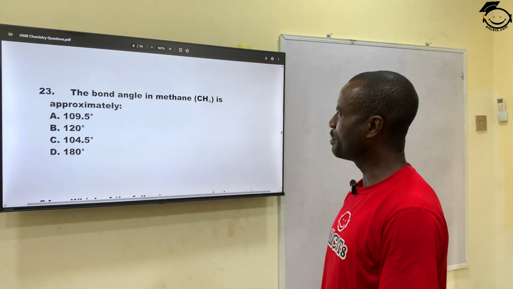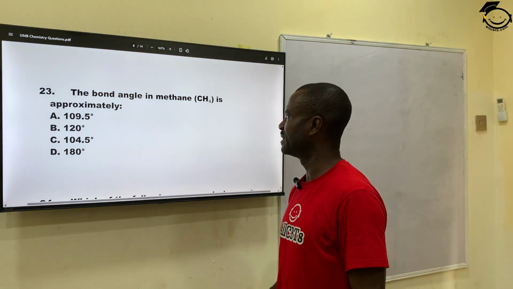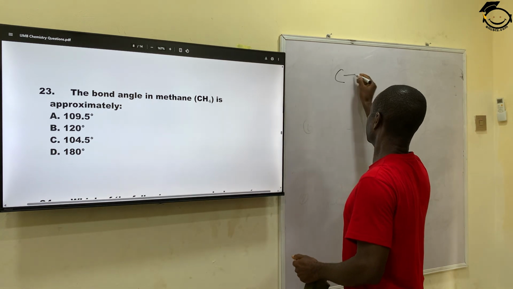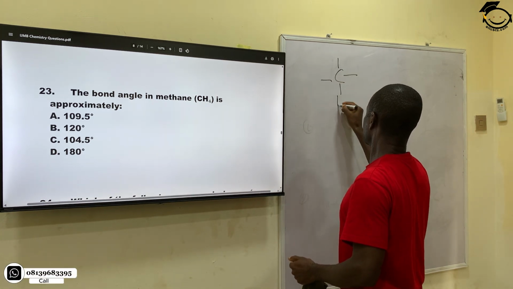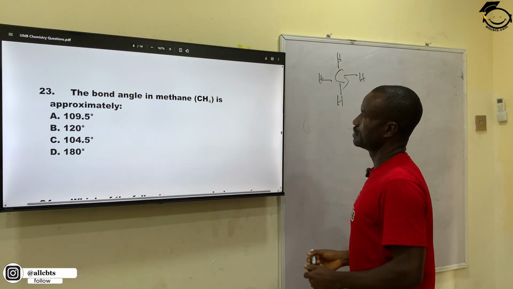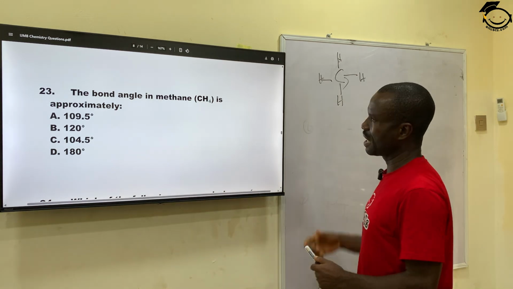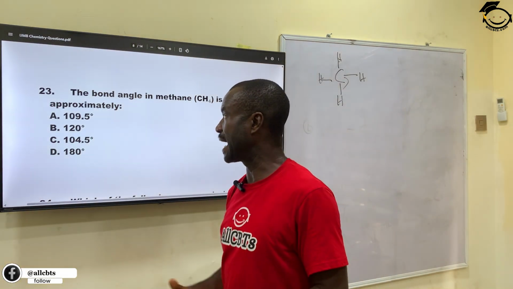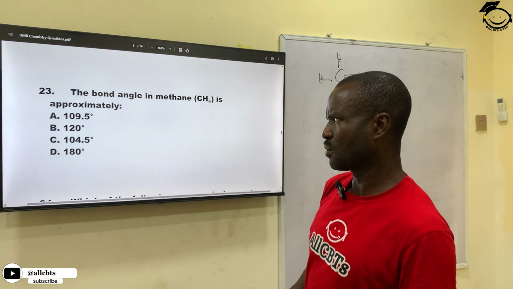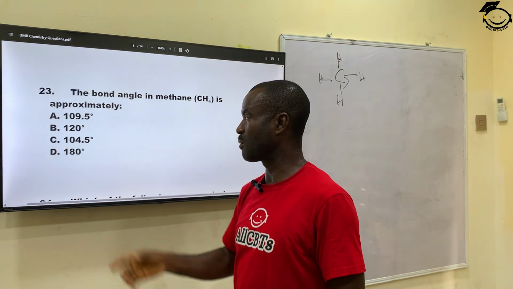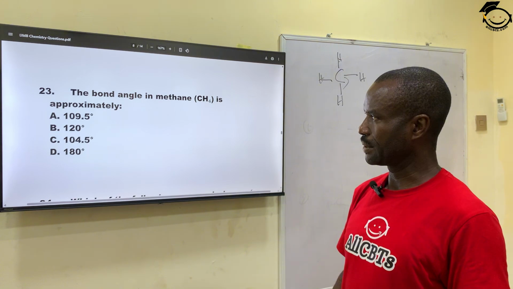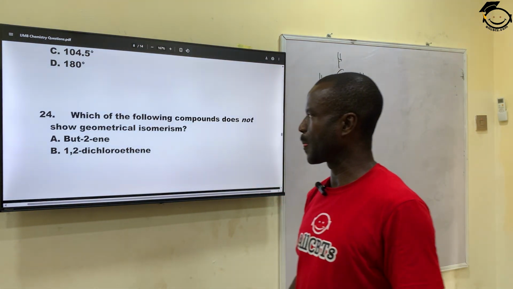Question 23 says the bond angle in methane, that is CH4, is approximately... Methane is tetravalent, bonded with 4 hydrogen. So this angle, this is called the bond angle, is approximately: 109.5, 120, 105, 104.5, then 180. The correct answer is A, approximately 109.5. Correct answer is A.